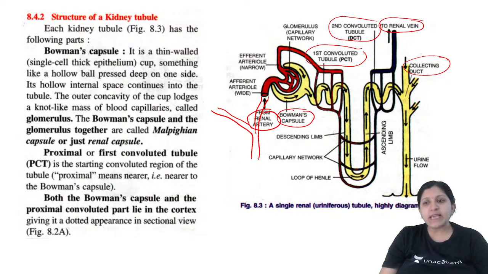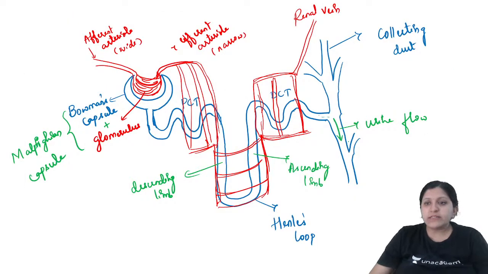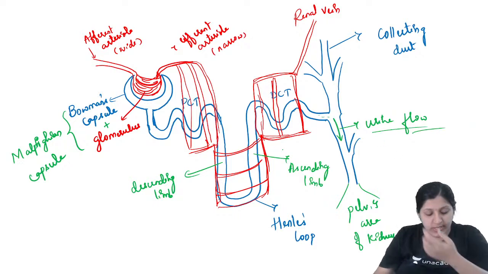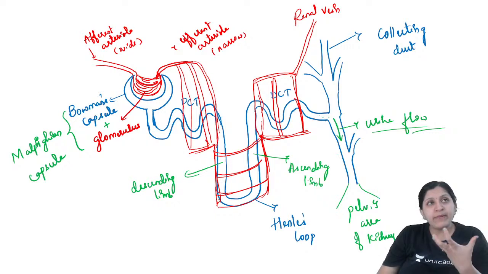It is basically a secondary capillary network, and this particular collecting duct, once the urine is formed and flows, is going to open the urine into the pelvis area of the kidney. So the pelvis region of the kidney will be receiving this urine. That is how the arrangement of this particular nephron is done in a kidney.